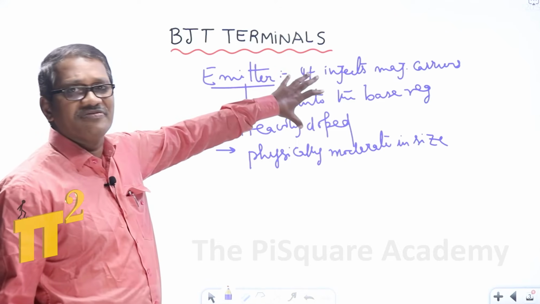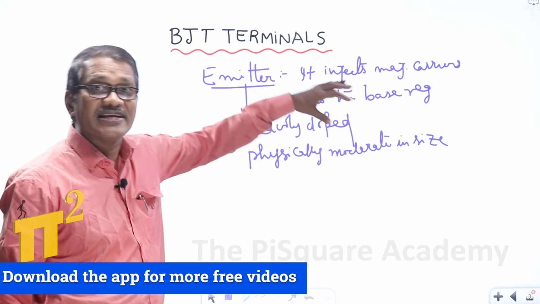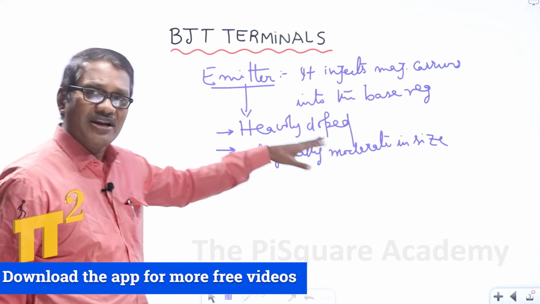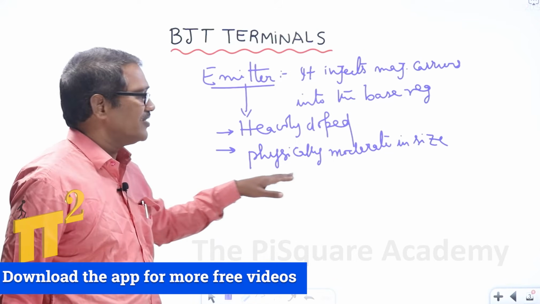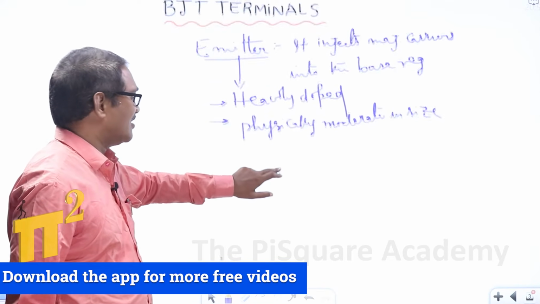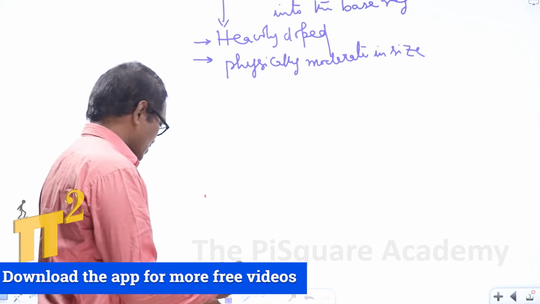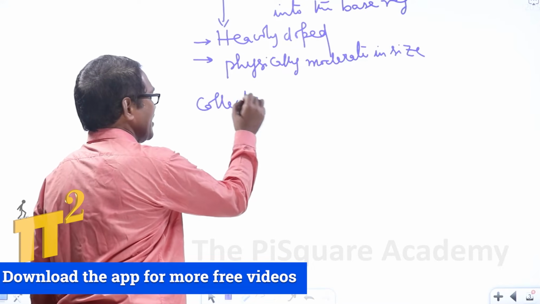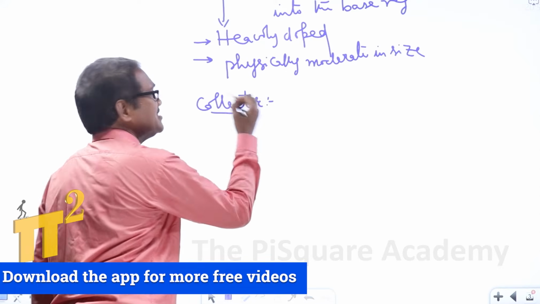The basic function of the emitter is that it emits or injects majority charge carriers into the base. The second one is heavily doped. And the third one is physically moderate in size. Next one is the collector. Right? So the collector collects majority charge carriers from the base region.